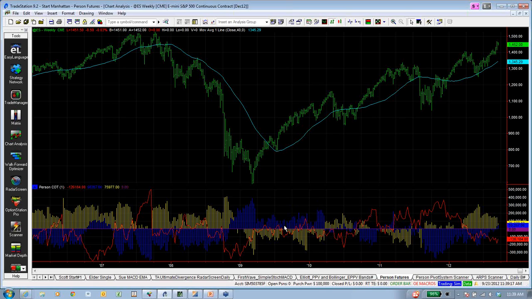This is the S&P 500 on a weekly. It's a Commitment of Traders report. And just assume that the yellow bars are people like us, the individual investors, and the blue bars are the professional hedge funds. And if you look at what happened going into the fall of the market in 2008, the individuals were buying while the hedge funds were shorting.